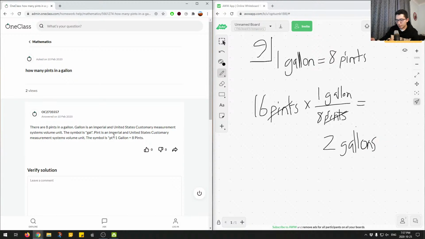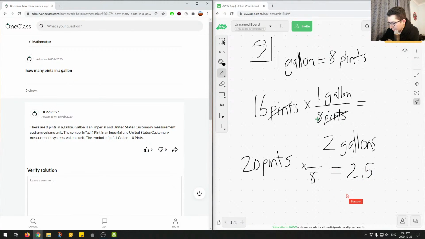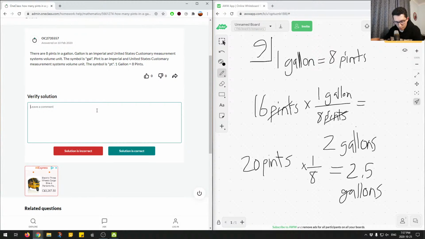Similarly, let's say you had 20 pints, you'd use the same conversion factor, so we know it's 1 divided by 8. So 20 divided by 8 is just 2.5 gallons. So that's answering this question and going through some examples on how to use this conversion factor. So the answer is correct. Great job. And we'll mark this question as correct.